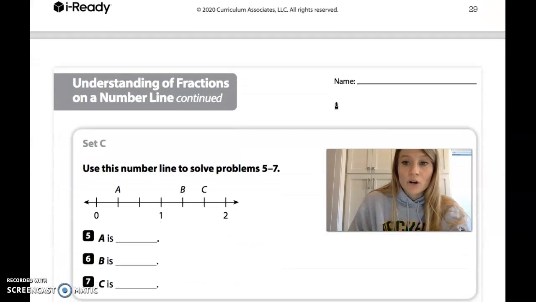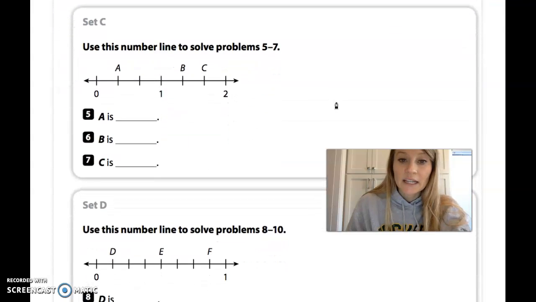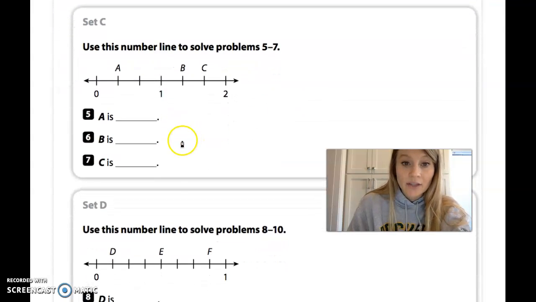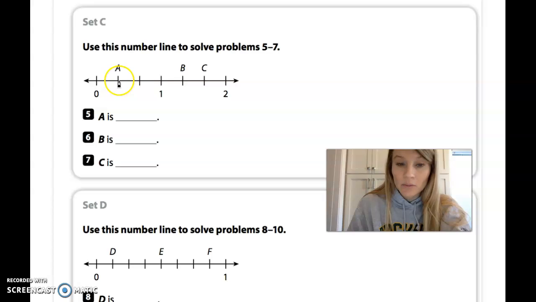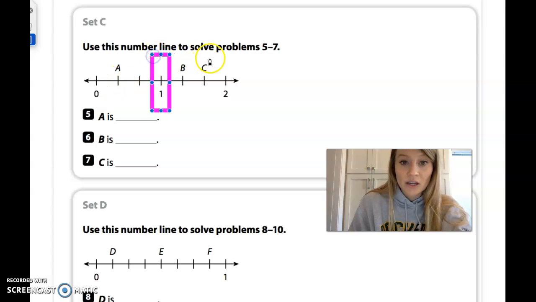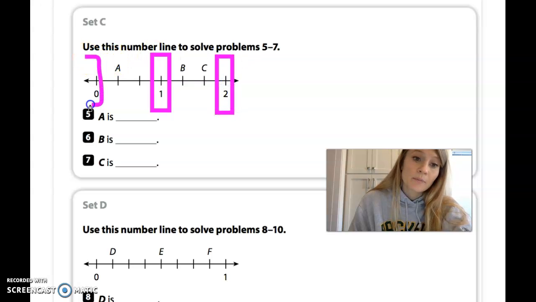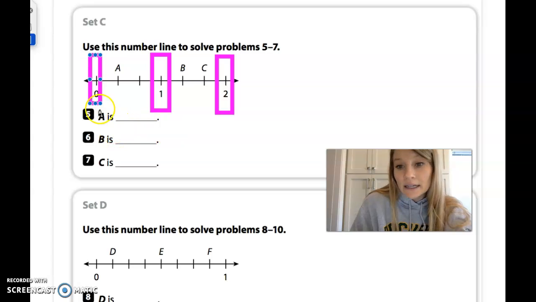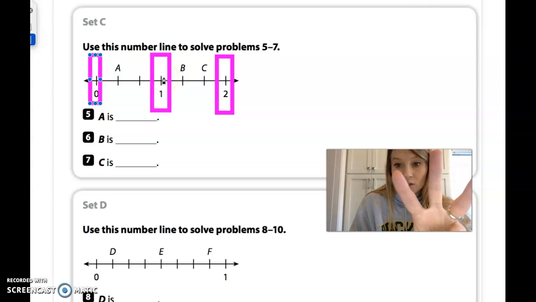And then for page 30, you're going to continue and you're going to think about A. What number is A? It's going to be in fractions. You can't tell me it's 1 because 1 is here. Remember, here's my whole number. My whole numbers are here, here, and here. So what am I cut into? Well, let's look. 1, 2, 3. So I'm cut into thirds.